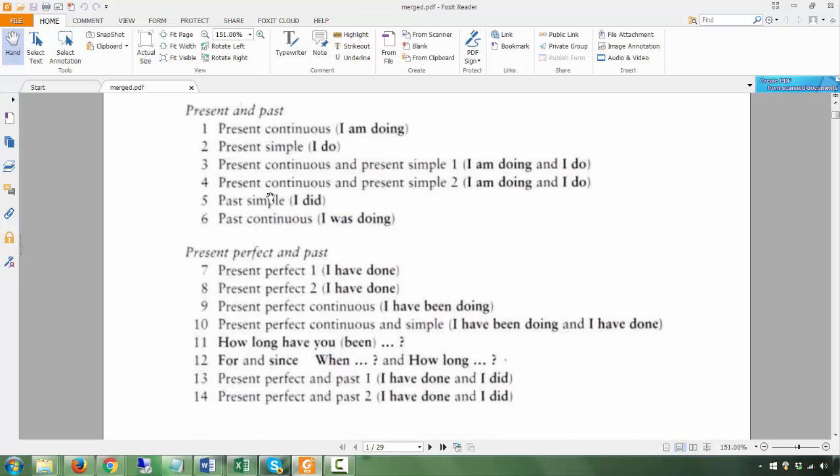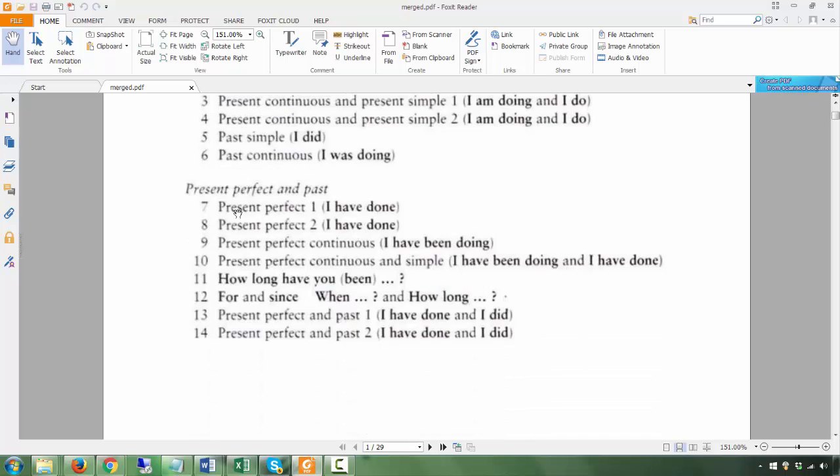Okay, so you have 4 tenses here already. And then you come to present perfect. This is present perfect simple, and then this is present perfect continuous, and the rest will be pretty much still on present perfect continuous and simple. And then here, chapters 13 and 14 are present perfect and past. So you have to understand what is the difference.